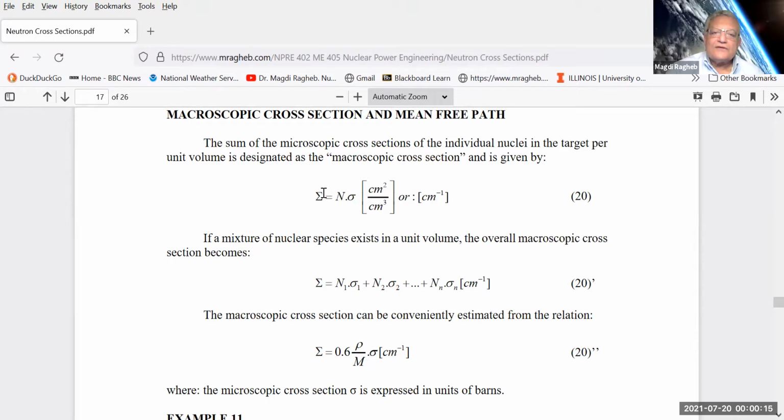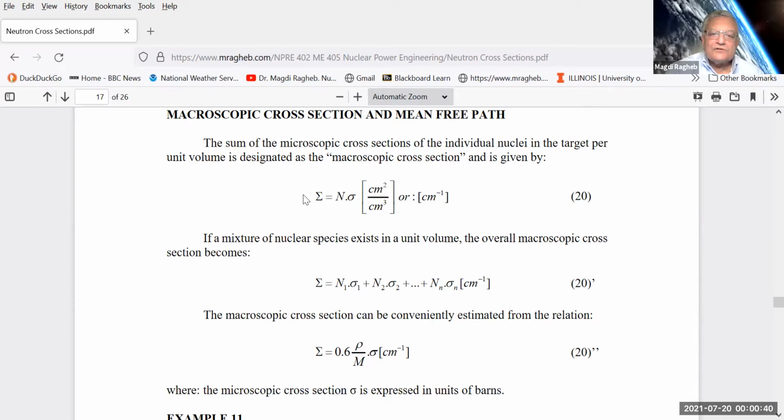So in that case, that product N, capital Sigma, is a summation of all the microscopic cross sections of each one of those nuclei in our target, in our Gedanken experiment, per unit volume. So it's a whole summation of the areas of the nuclei per unit volume. And it has units of 1/centimeter or centimeter minus 1.